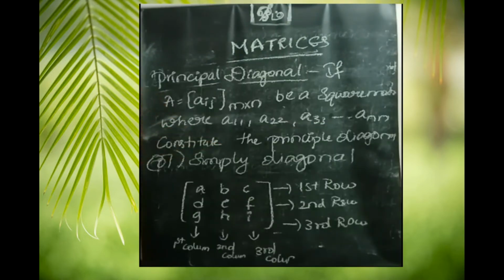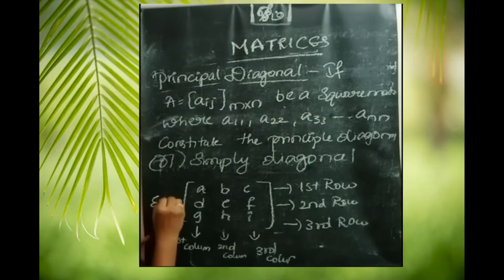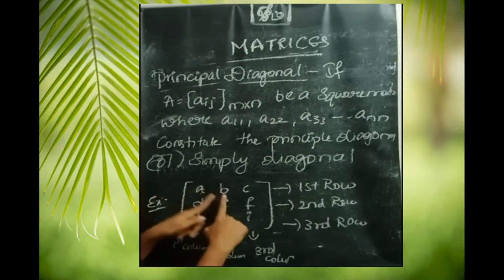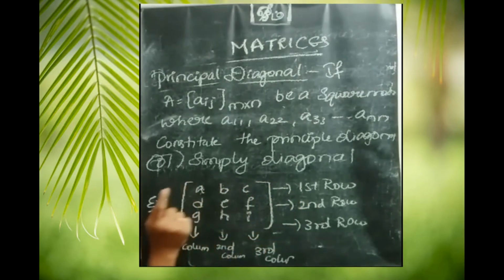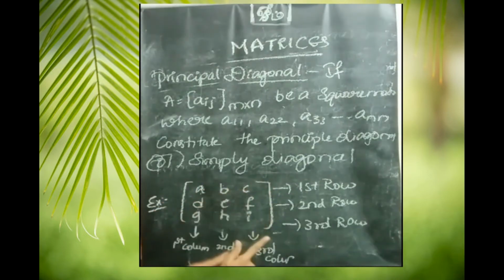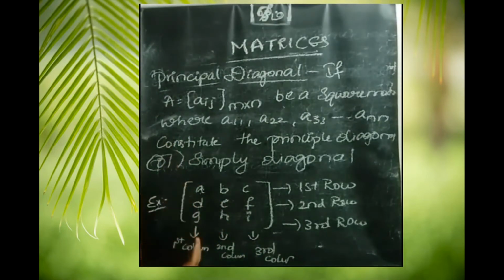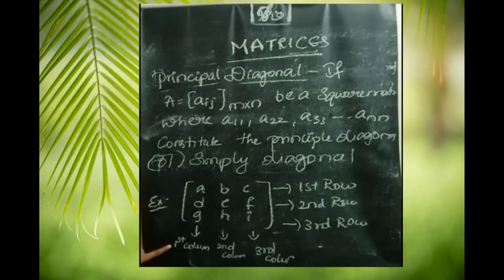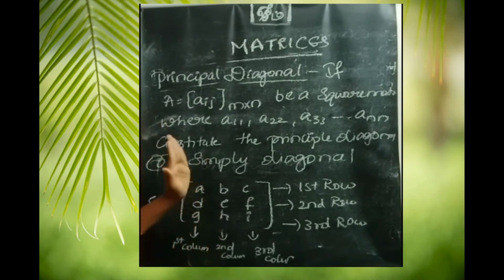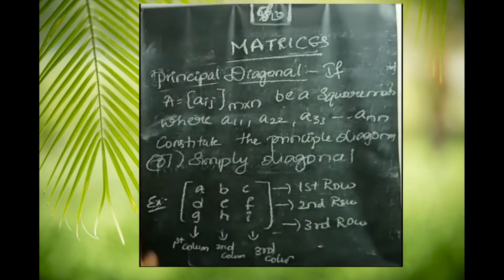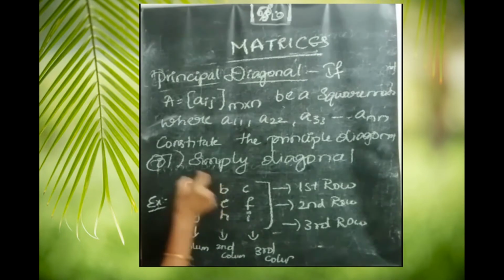Principal diagonal. First we will see the example here. So A, B, C is the first row. What are the values of the first row? A, B, C. Second row means D, E, F. Third row means G, H, I. Okay. Next, column, vertically. A, D, G are in the first column. B, E, H in the second column. Vertical. C, F, I is in the third column. Right? Okay.